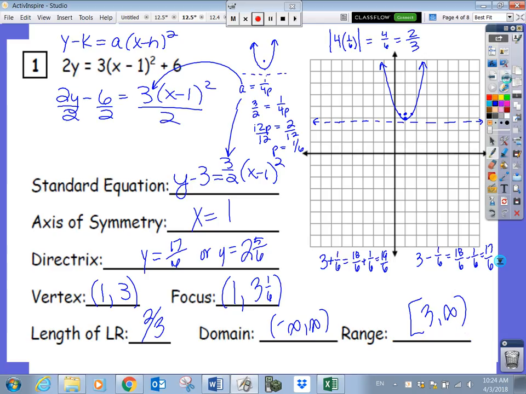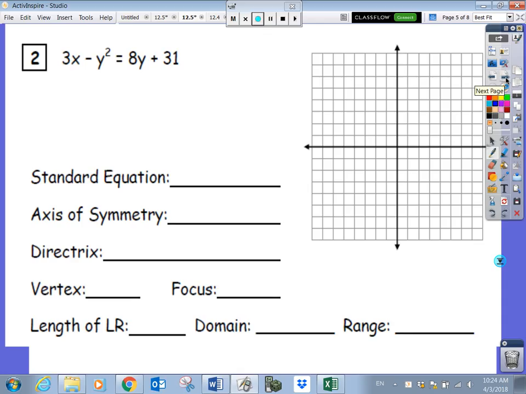This next one, we are going to have to complete the square on it because it is not in any kind of form that's ready yet. But we need to see, is it going to be x equals y squared or y equals x squared? The only thing that's squared is y squared, so it's going to be one of the horizontal ones. So our equation is going to be x minus h equals a times y minus k squared. So it's going to be the one we're not as familiar with.